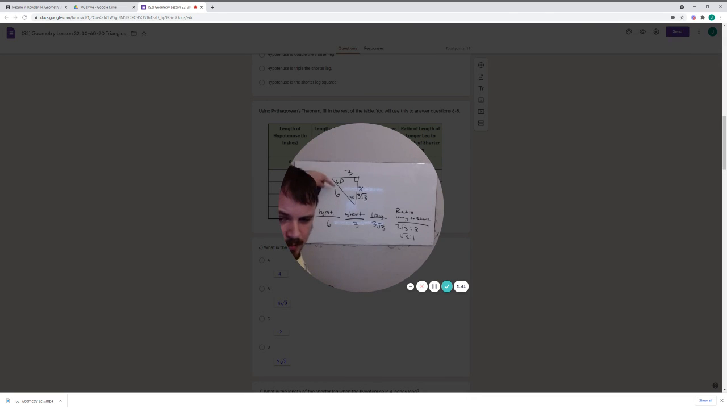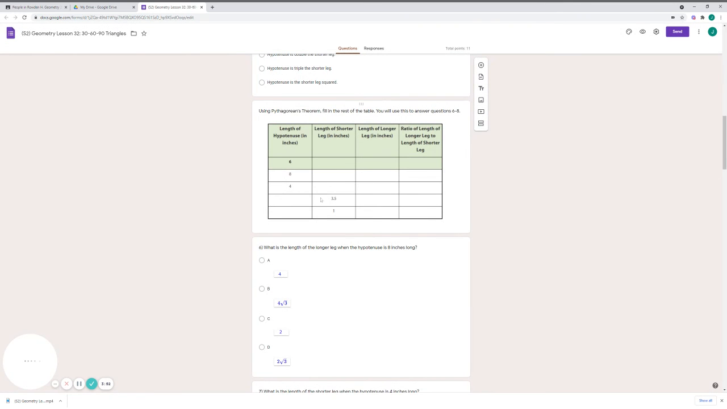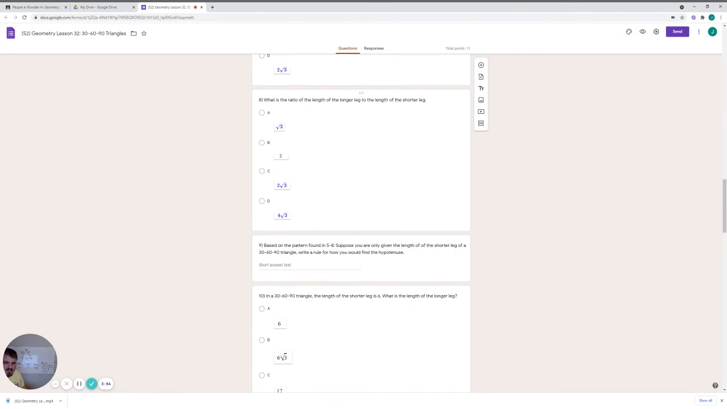So what you notice, and we noticed in the previous one, to turn the short leg into the hypotenuse, we'll double it. To turn the short leg into the long leg, we'll multiply it by root 3. That relationship is the basis for all these problems. So go ahead, use this, fill out the rest of this table, and then that will allow you to answer the next couple of questions.